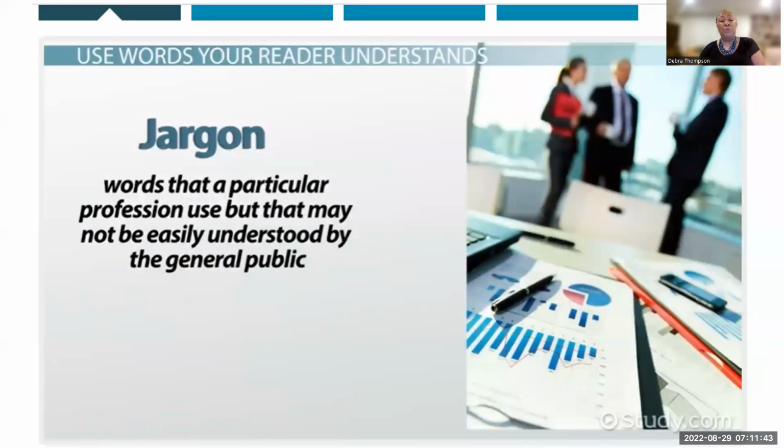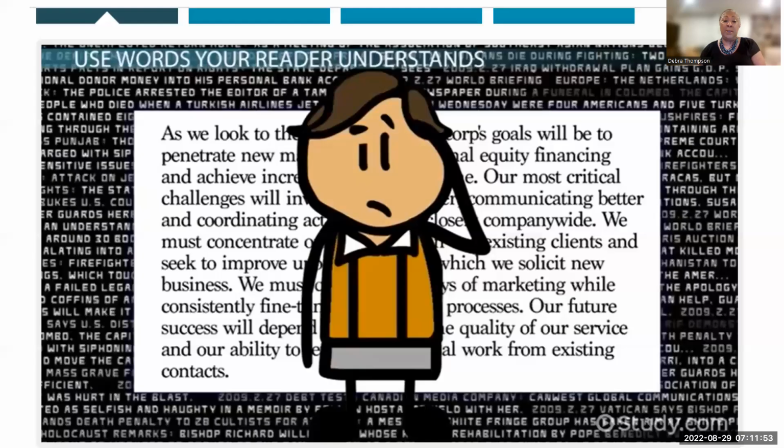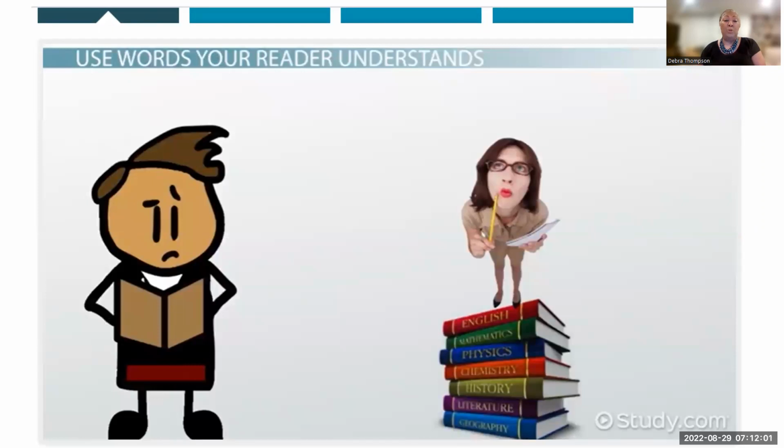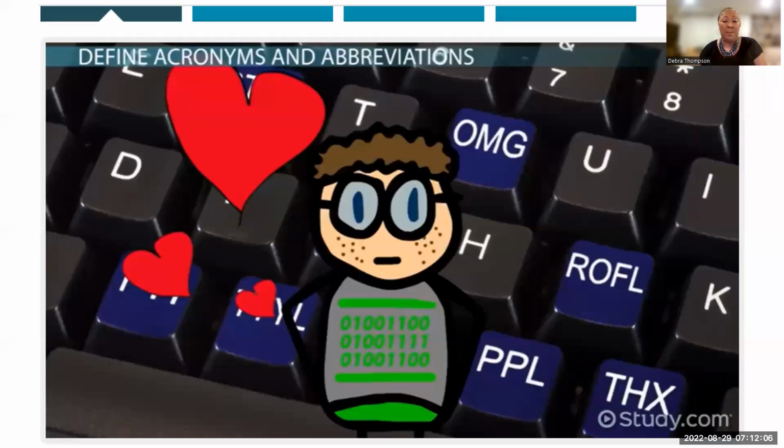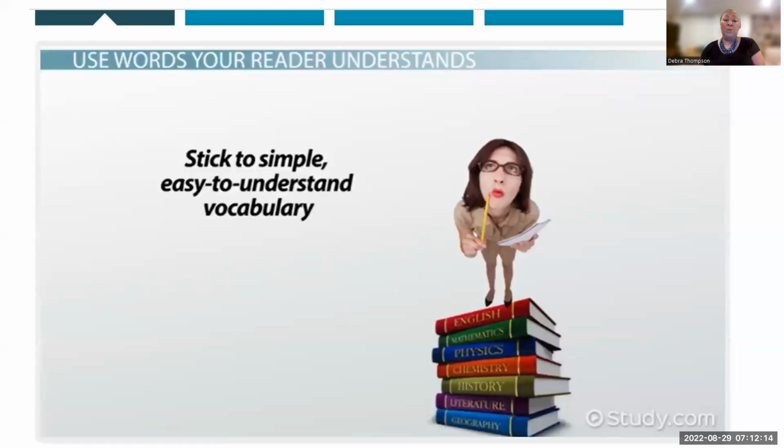Another thing we have to be sure that we do not overuse is jargon. Those are words that a particular profession may use, but that may not be easily understood by the general public. My profession of education is guilty of doing this all the time. We use words that almost require people to get dictionaries and look them up to understand what we're talking about. And of course, the general public uses a lot of acronyms all the time. You want to use words that stick to simple, easy to understand vocabulary.